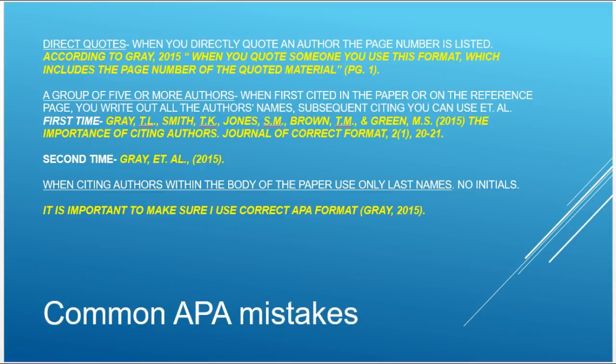And lastly, when you're citing authors within the body of the paper, use only the last names, no initials. So, for example, I do one here. It is important to make sure I use correct APA format. And my reference would be Gray 2015. And so, in other words, I wouldn't put Gray, T.L., 2015. No initials, only the last names.